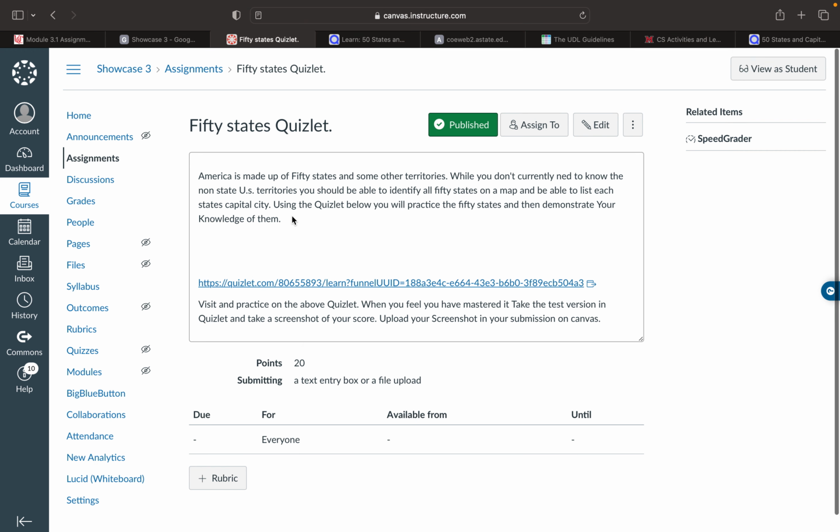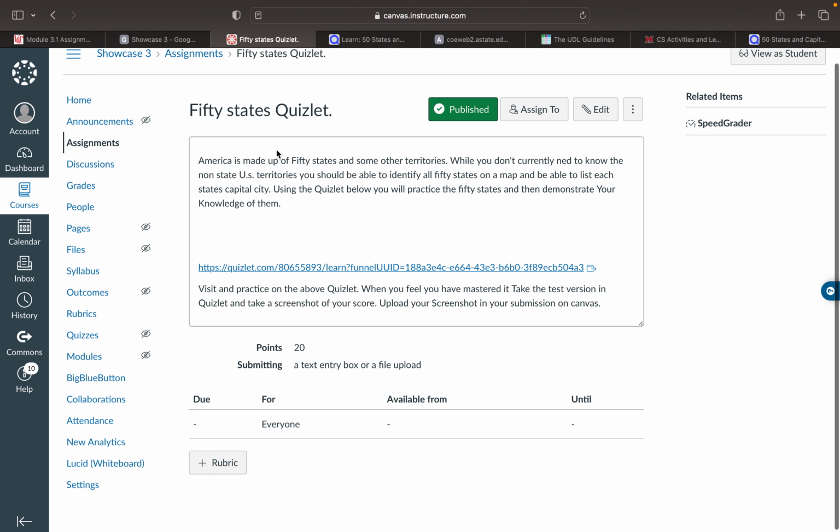Okay, back into the assignment itself. Like I said, I used Canvas. I said America's made up of 50 states and other territories. Well, you don't currently need to know, that says need to know, we'll fix that, you don't need to know the non-state U.S. territories. You should be able to identify all 50 states on a map and be able to list each state's capital. Using the Quizlet below, you'll practice the 50 states and then demonstrate your knowledge of them. You can visit and practice the above Quizlet. When you feel you've mastered it, take the test version in Quizlet and take a screenshot of your score. Upload your screenshot in your submission on Canvas.